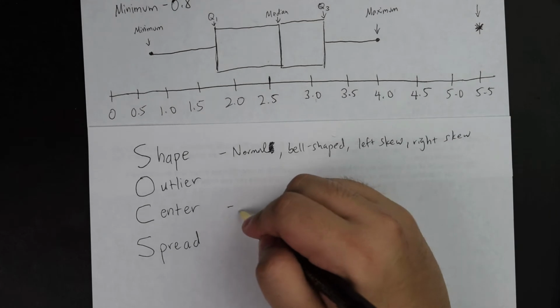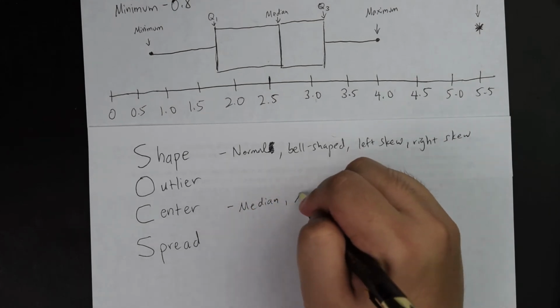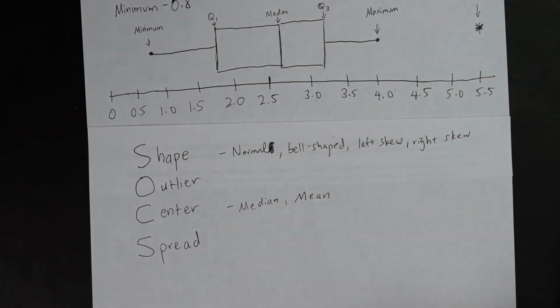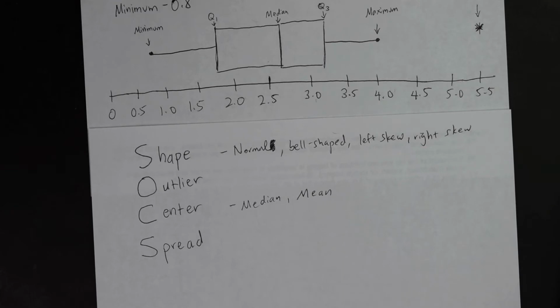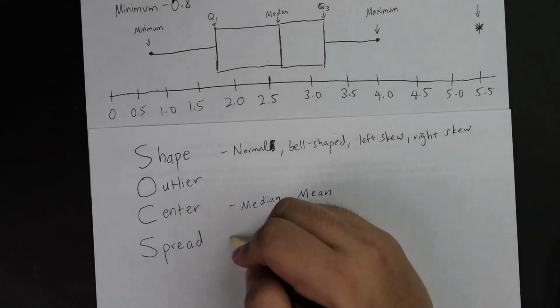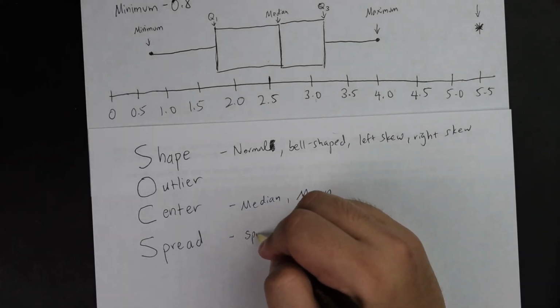Center, usually it's talking about either median or mean. And so when we're talking in the context of box plots, it is going to be us just talking about median. There's no way for us to find mean. And so make sure you do talk about the median value. Spread usually means, is it very spread out thinly, or is it just clustered? So, is it spread out or clustered?